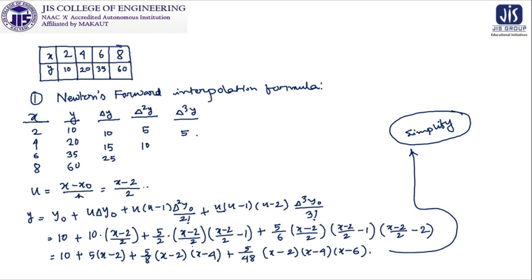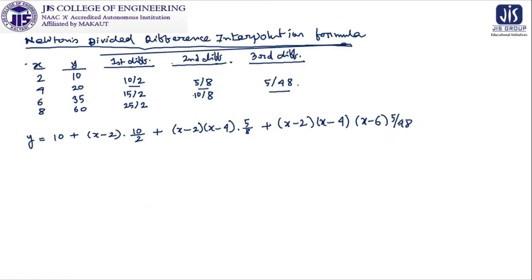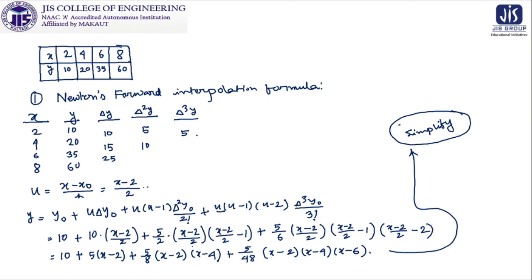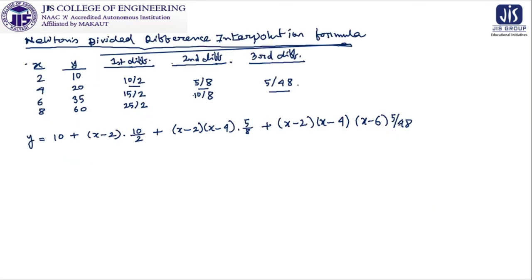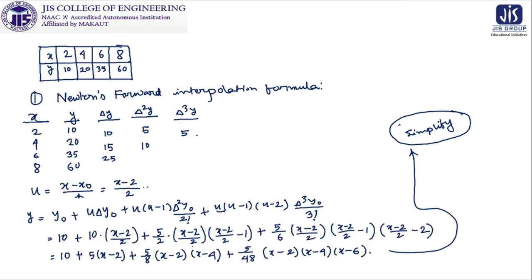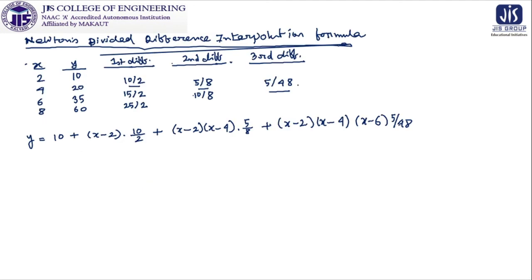So can you recognize the interpolating polynomial from the intermediate step that we achieved in the case of Newton's forward interpolation formula? It is 10 plus 5 into x minus 2. Here we also get 10 plus 10 by 2, that is 5 into x minus 2. Then 5 by 8 into x minus 2 into x minus 4. Here also 5 by 2 into x minus 2 into x minus 4. And then 5 by 48 into x minus 2 into x minus 4 into x minus 6. Here also the same.